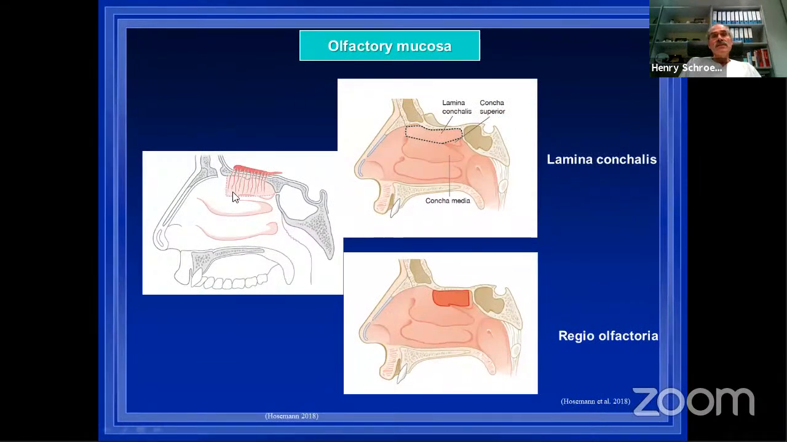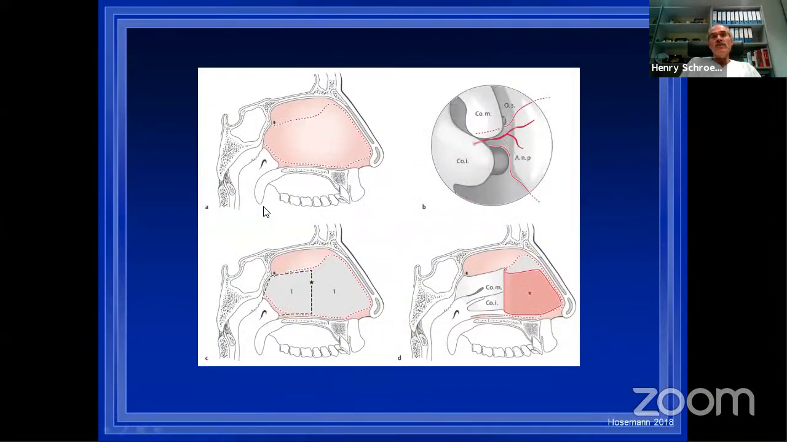See here, this is the olfactory mucosa. It is in the superior turbinate area and on the medial side of the septum, the upper side of the septum. So that's why the flap should be at least 1 centimeter below the skull base in this area to preserve a good olfaction. And here you see the outline of the incision.